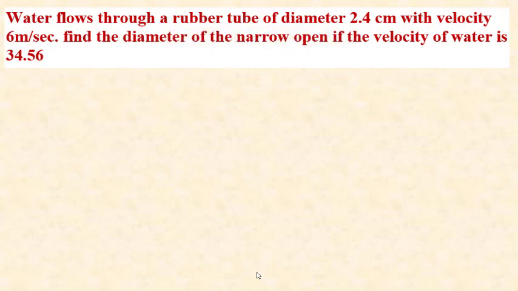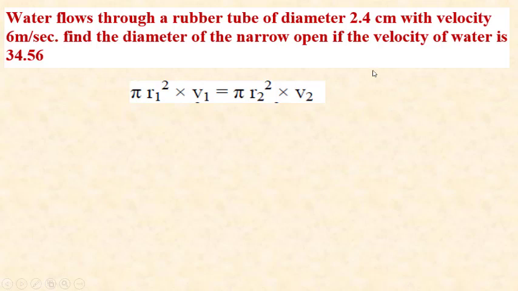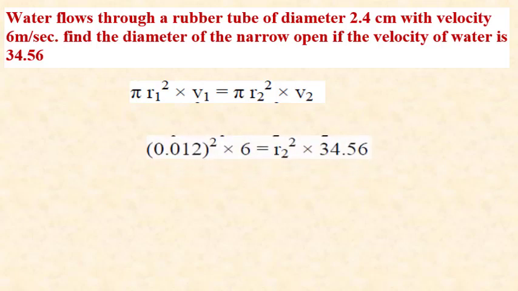Water flows through a rubber tube of diameter 2.5 with velocity 6 meters per second. Find the diameter of the narrow opening if the velocity of water is 34.56. This is on the steady flow part. The tube has 2 openings, one narrow and one wide.